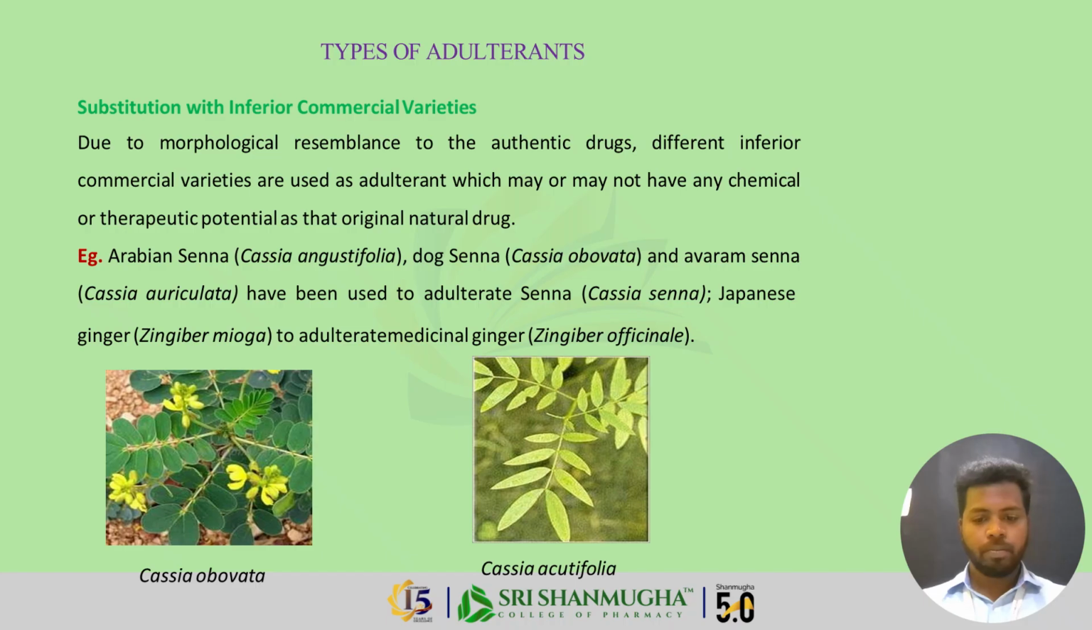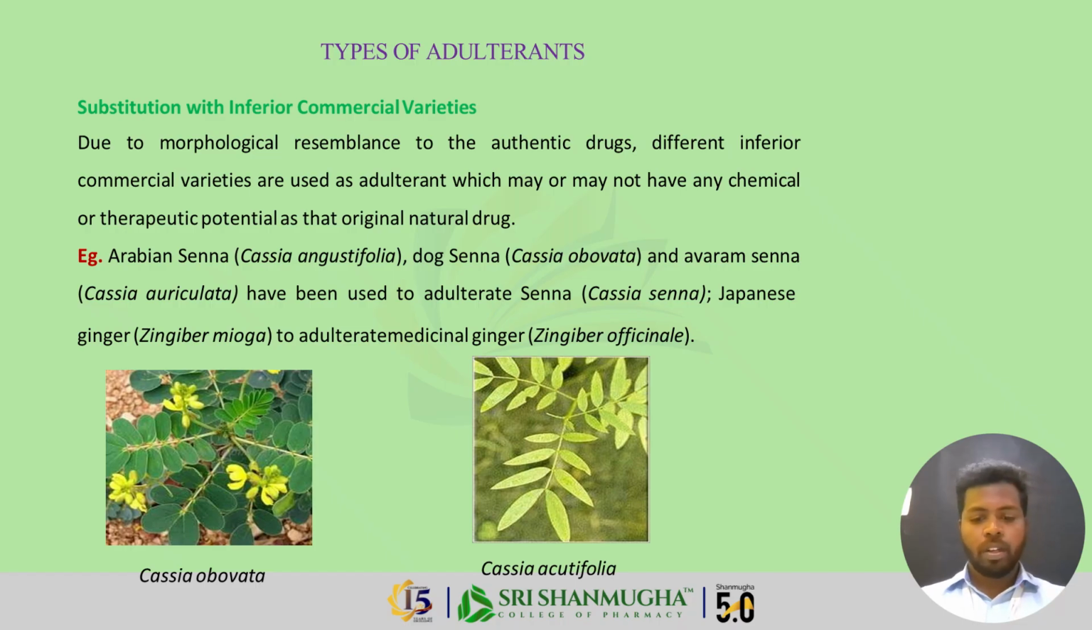Okay, so let's start with the first type, substitution with the inferior commercial varieties. Here the adulterants belong to the same group or same genus, but are inferior in quality. So why is this type very common? Because of morphological resemblance to the naked eye. When you see the crude drug, the plant leaves look similar. Sometimes the seeds look similar, sometimes the root looks similar. So inferior varieties are easily mixed or substituted.